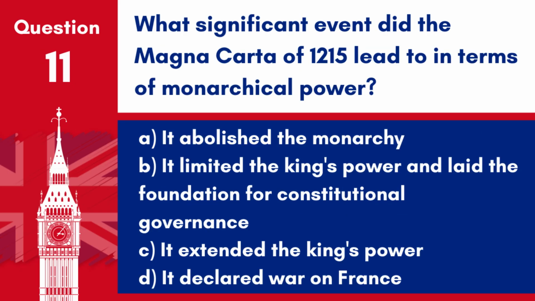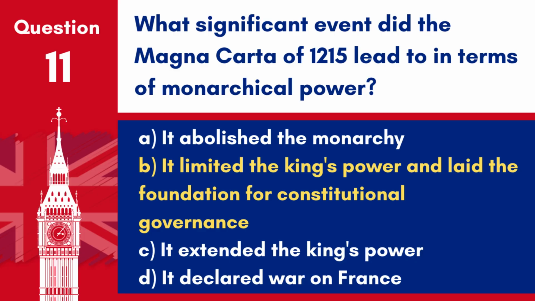Question 11. What significant event did the Magna Carta of 1215 lead to in terms of monarchical power? A. It abolished the monarchy. B. It limited the king's power and laid the foundation for constitutional governance. C. It extended the king's power. D. It declared war on France.